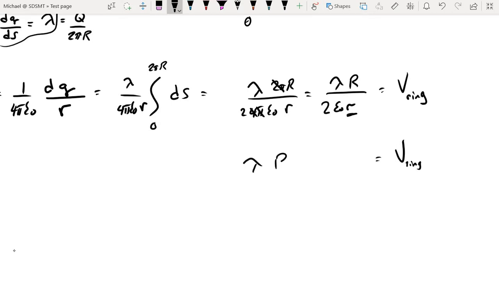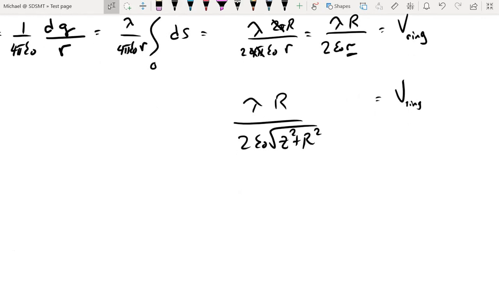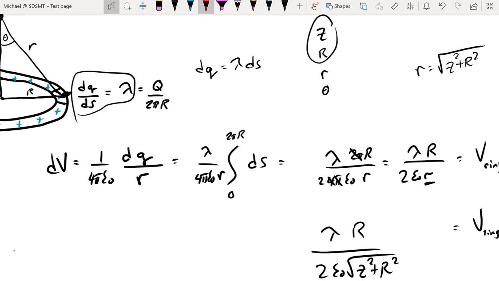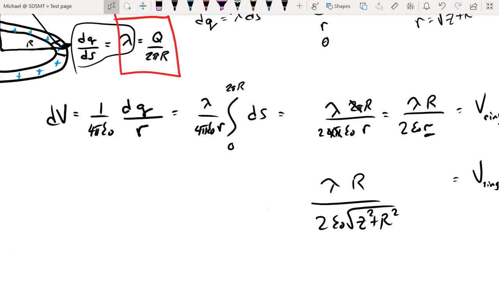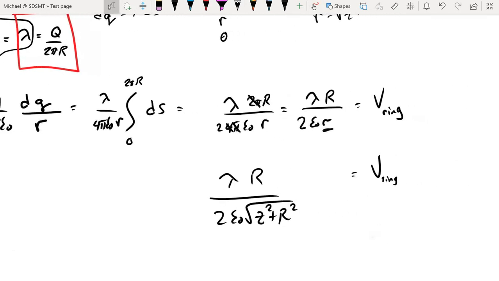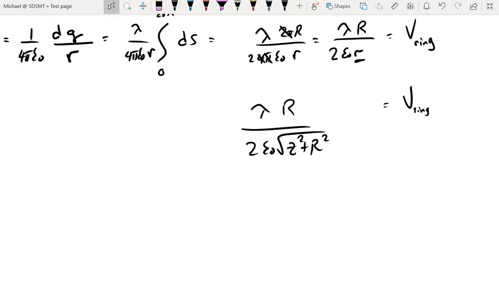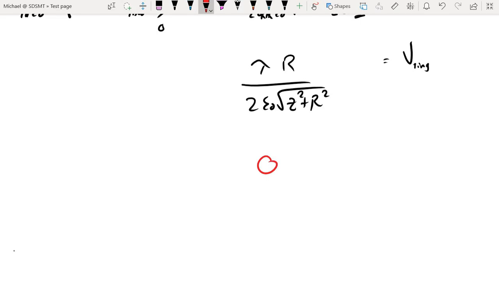We have lambda r over 2 epsilon root z squared plus r squared. And the last thing that we're going to do with this expression, now that all the integration is done, now that we've added up all the charge throughout the entire length of the ring, we're going to come back up here and replace lambda with what it is. It is the charge per length ratio, but we're now talking about the entire ring. We have a total charge of Q.